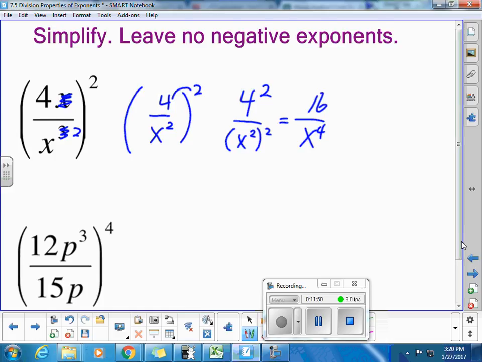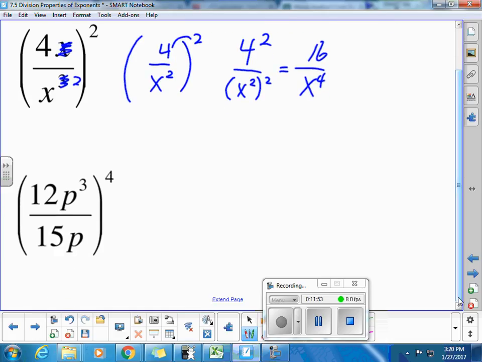All right, this time I'm going to just simplify first because I like to do that, and it's inside the parentheses, so that makes sense. There's p to the first here, so there's 1 p in the denominator. That's going to cancel with one of these p's in the numerator. 12 over 15 can be reduced because I know 3 goes into both of them. So 3 goes into 12 4 times, and 3 goes into 15 5 times.